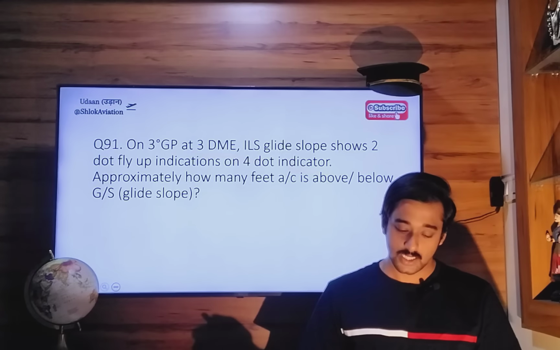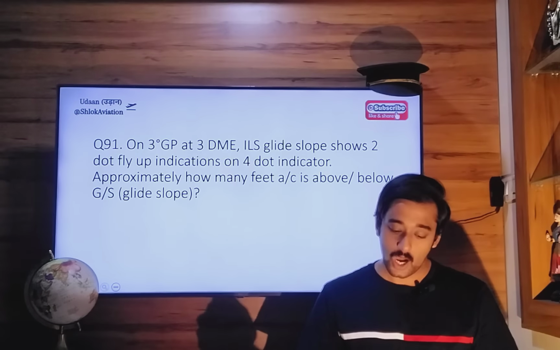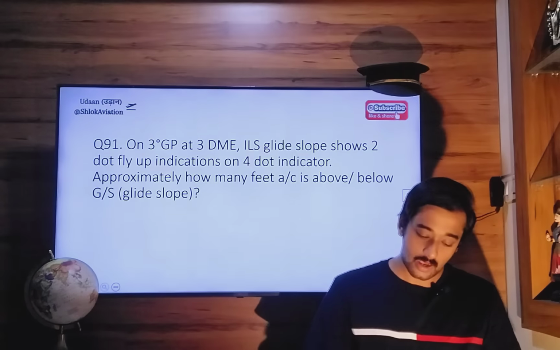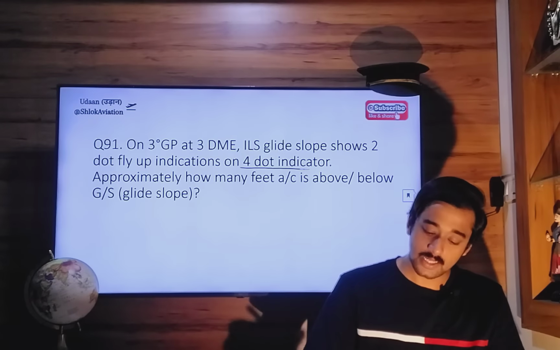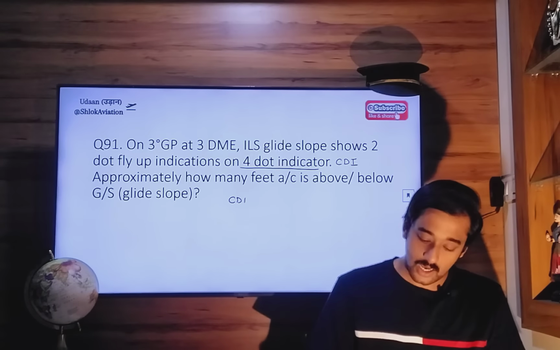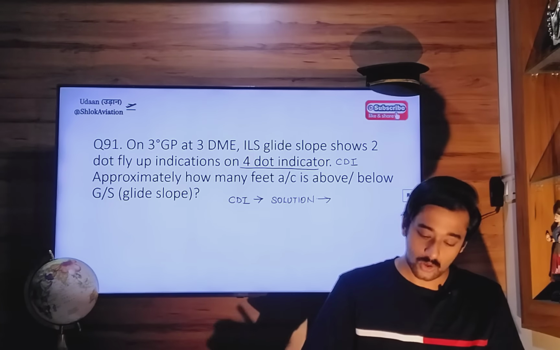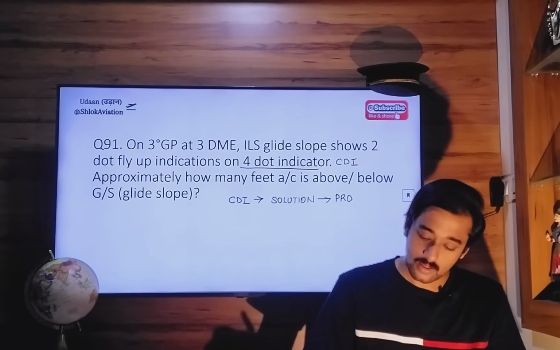At 3 DME distance, the ILS glide slope shows two dots fly up indication on a 4-dot indicator. Approximately how many feet is the aircraft above or below the glide slope? Now, this 4-dot indicator, the CDI display, gives us the solution. It gives us a solution to a problem, right?